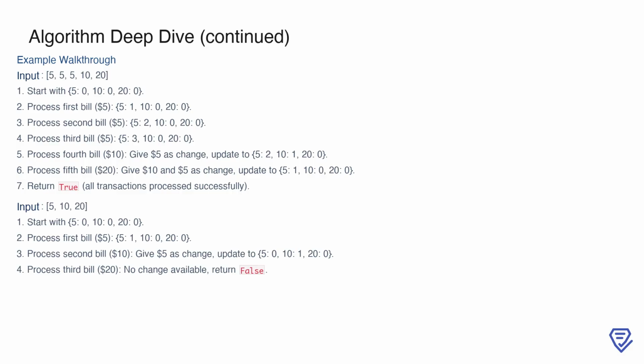Now take another input, 5, 10, 20. Start with {5: 0, 10: 0, 20: 0}. Process the $5 bill, updating to {5: 1, 10: 0, 20: 0}. For the $10 bill, give $5 as change, leaving {5: 0, 10: 1, 20: 0}. The $20 bill, however, requires change, but you don't have enough to provide it, so return false. These examples highlight how the algorithm dynamically adjusts the bill counts and exits early when change isn't possible.